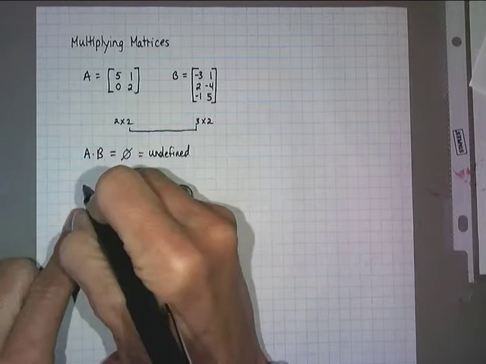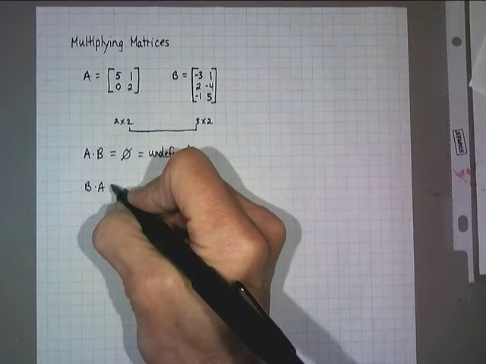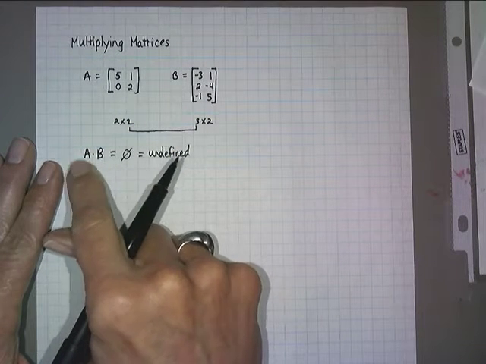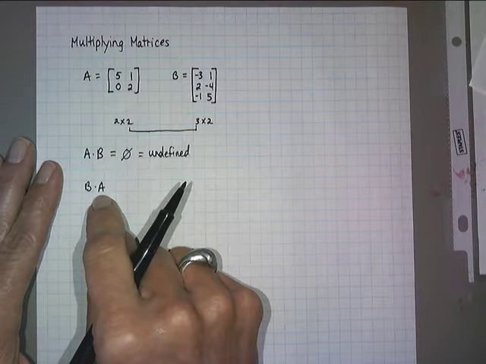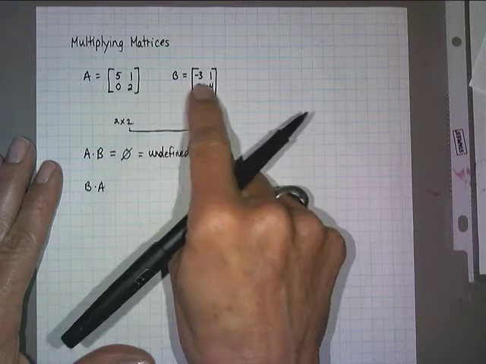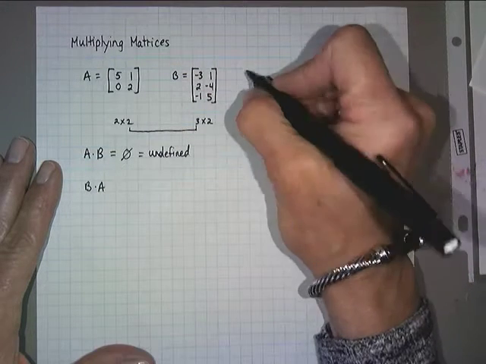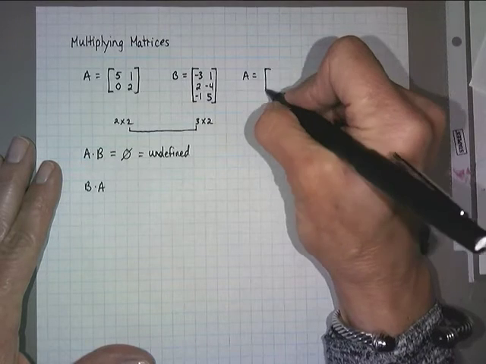So let's try going the other way around. B times A. Order matters for multiplication. I might not be able to multiply in the order A times B, but I can multiply B times A. Let's double check. And by the way, I like to write my matrices side by side. So if I'm going to be multiplying B times A, then I'm going to rewrite A over here next to B so I can compare their dimensions.